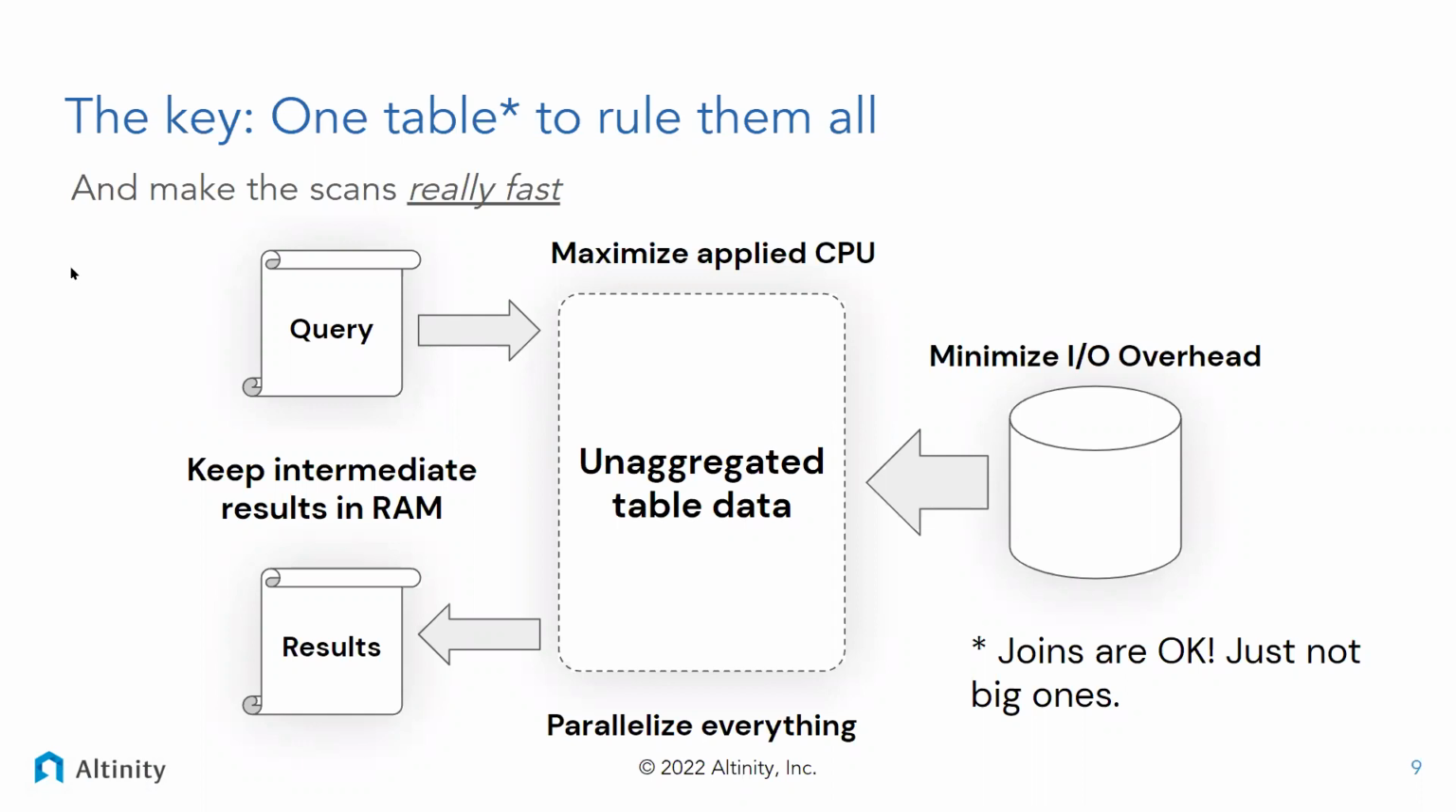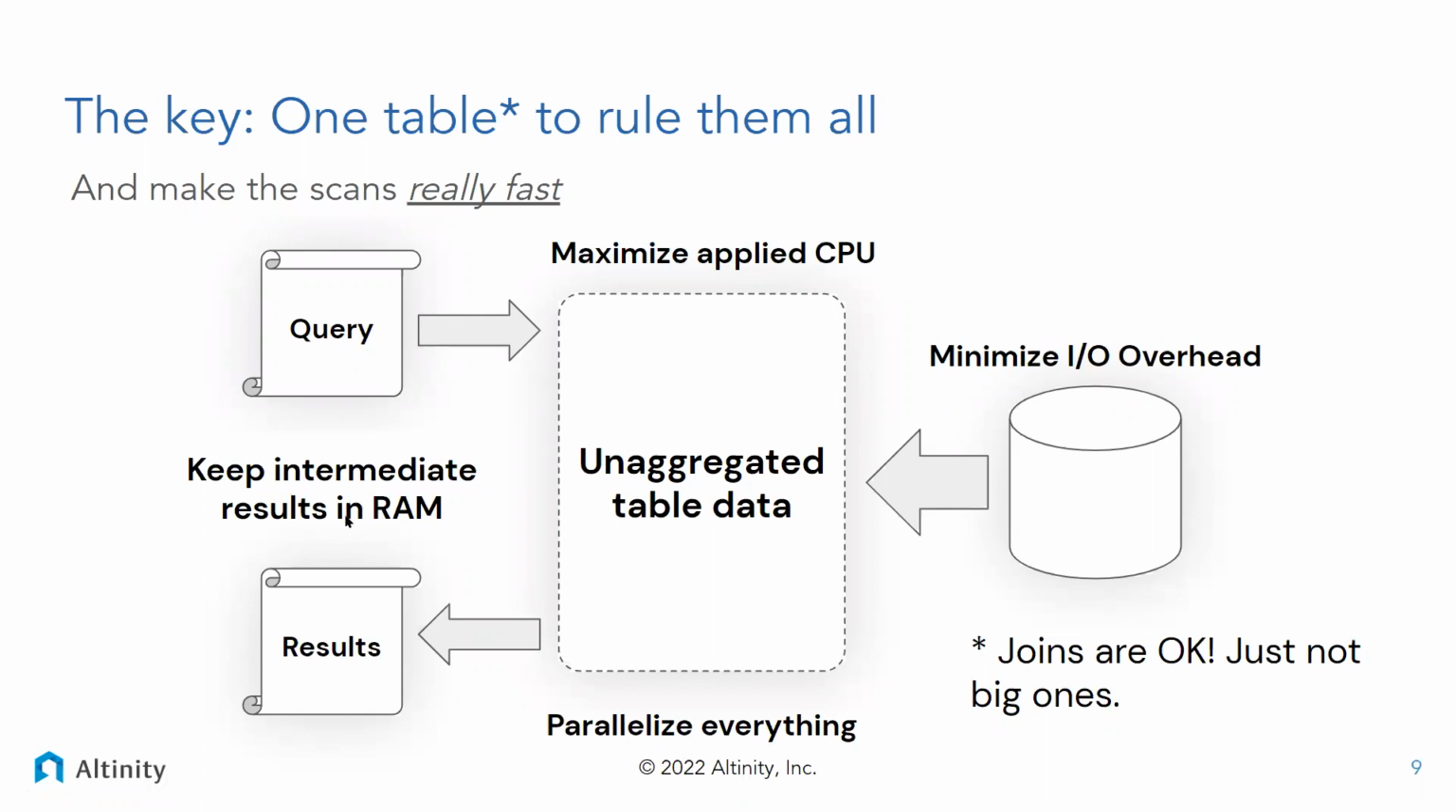And this summarizes what we're going to be looking for: you have a single table, an enormous table in many cases, of unaggregated table data. So we're not pre-aggregating. It's just the source data. And we're going to do things like maximize applied CPU, minimize the IO by making things smaller, parallelize the daylights out of it, keep intermediate results in RAM, and this will make the queries run fast and predictably.